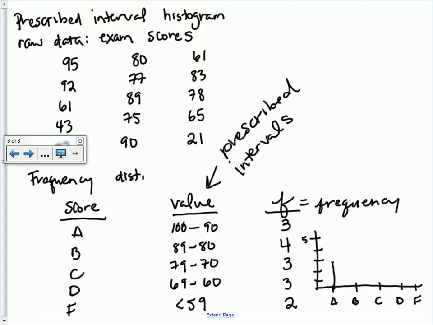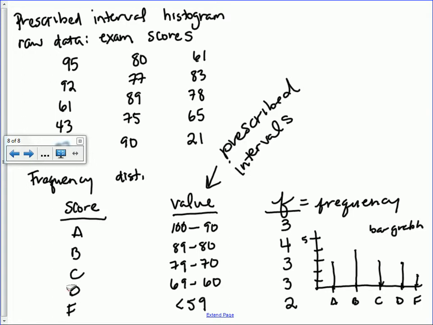For B's, we have 4. For C's, we have 3. And for D's, we have, again, 3 of those. And then for F, we have 2. Right? So this is then a bar graph.